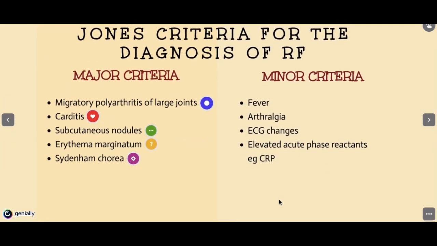So what are Jones criteria for the diagnosis of RF? I've mentioned Jones criteria. Jones criteria can be divided further into major and minor criteria. Major criteria, there are 5 of them. This is a multi-system disorder, as I mentioned earlier. So the manifestations may involve organ systems such as the joints, the heart, the skin, as well as the nervous system. The first major criterion is migratory polyarthritis of large joints.